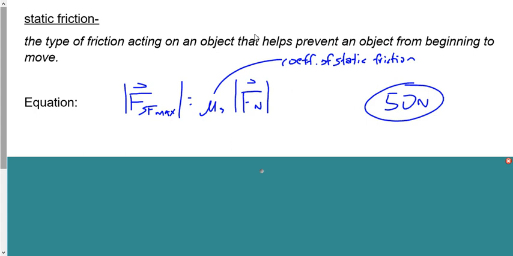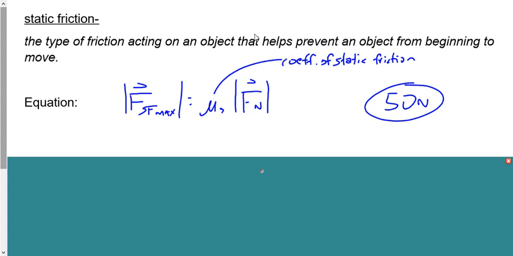I push with 30. How much does static friction push? 30. I push with 40. How hard does it push? 40. I push with 49. How hard does static friction push? 49. If I push with 51, how hard does static friction push? 0. Static friction is now 0.